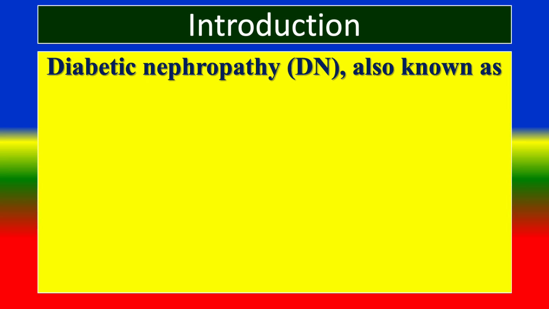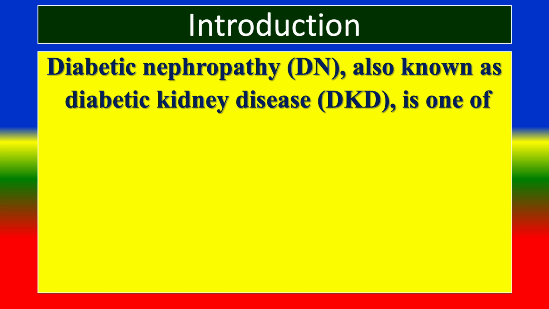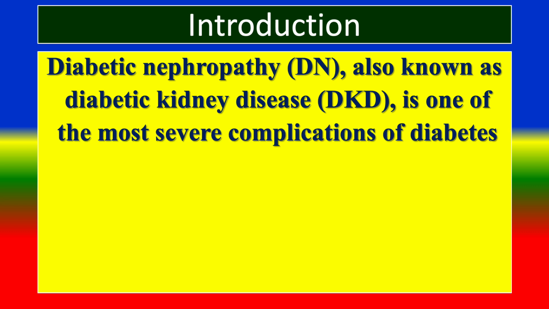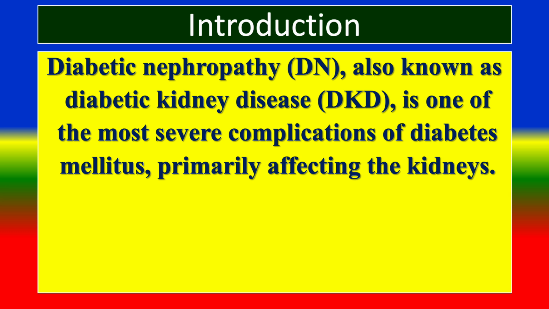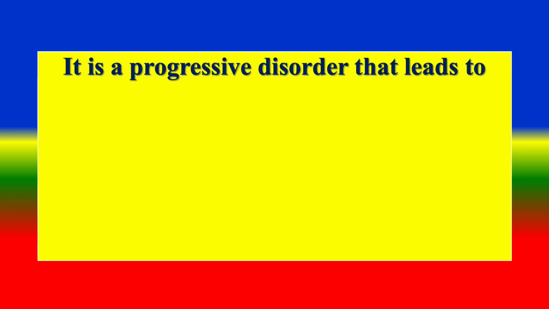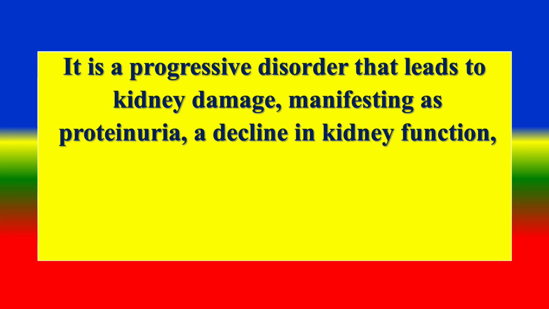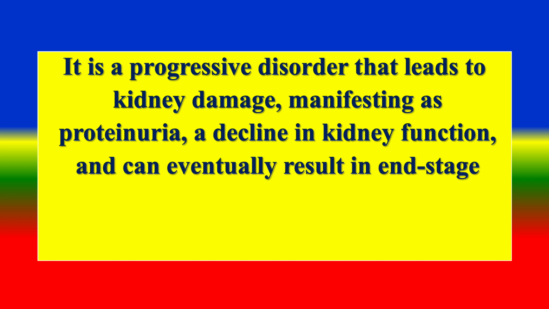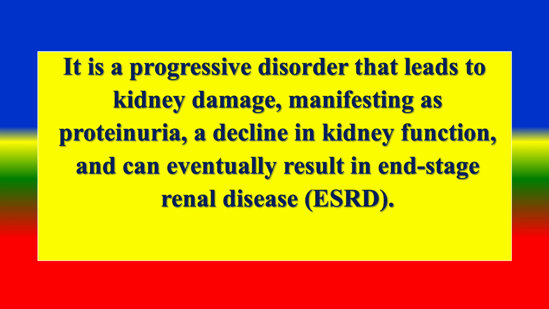Introduction. Diabetic nephropathy, also known as diabetic kidney disease, is one of the most severe complications of diabetes mellitus, primarily affecting the kidneys. It is a progressive disorder that leads to kidney damage, manifesting as proteinuria, a decline in kidney function, and can eventually result in end stage renal disease, ESRD.